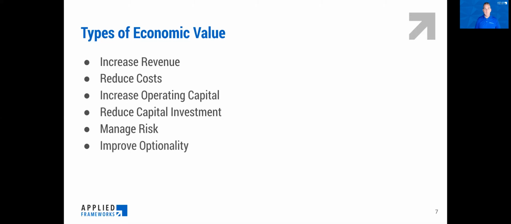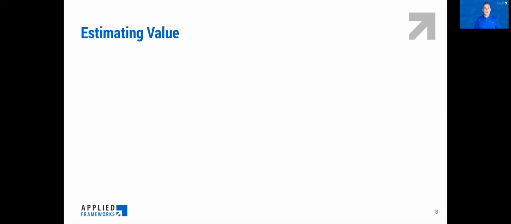And finally, improving optionality, creating additional options. So any product that, as a result of the investment, increases the number of options for a customer would be the final type of economic value. Now, estimating value is potentially the most important part of this video. And really, we're going to dive into a bit with a framework I'll introduce.